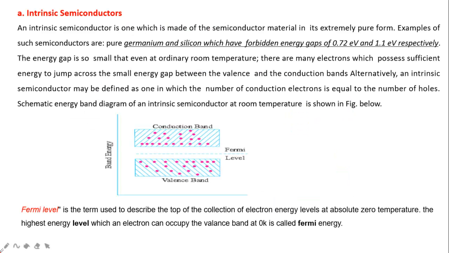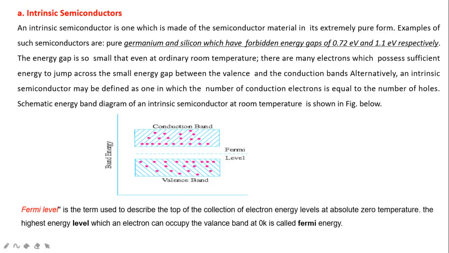So what are intrinsic semiconductors? Those are semiconductors made of semiconductor material in its extremely pure form, for example germanium and silicon. Pure germanium has the energy gap of 0.72 electron volt, and silicon has the energy gap of 1.1 electron volt respectively. Approximately nearby 1 electron volt, they both have their energy gap values.